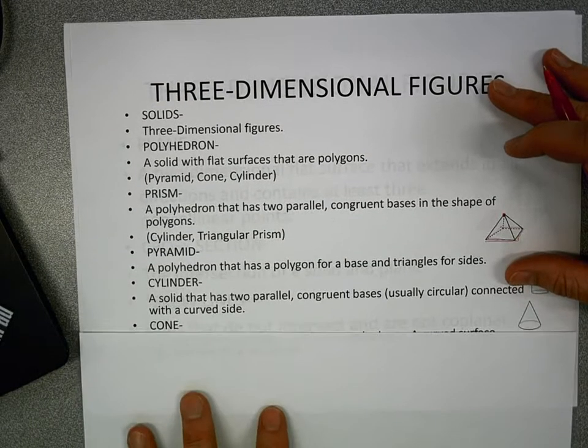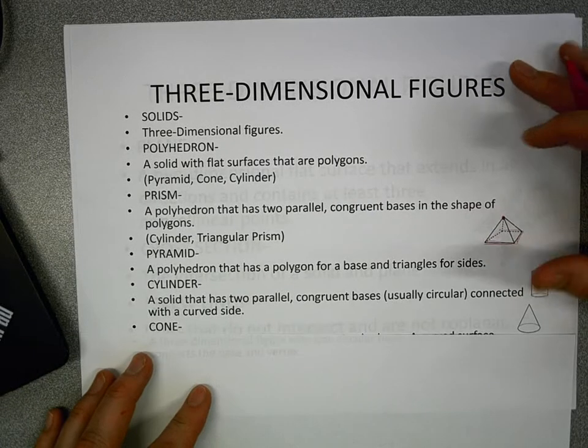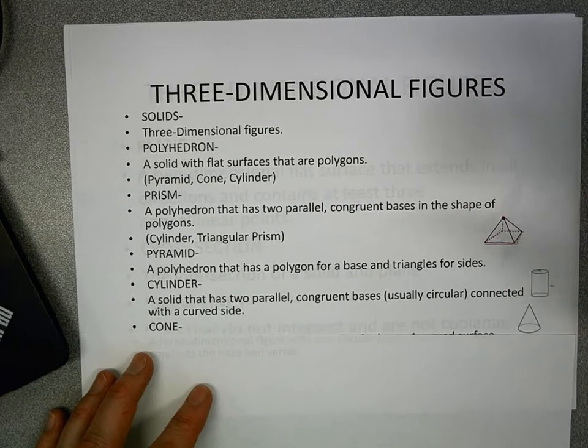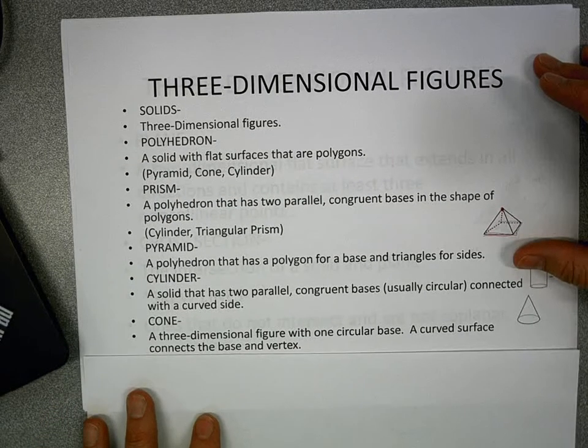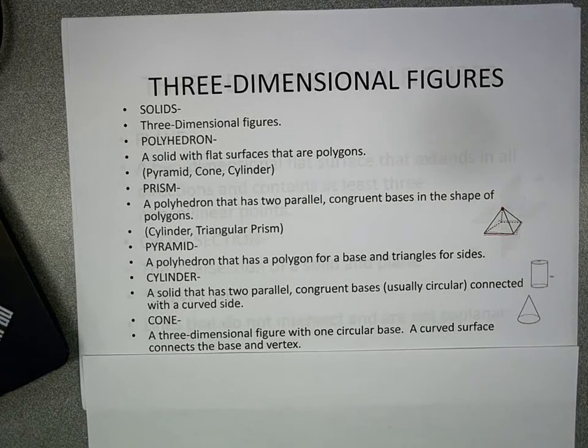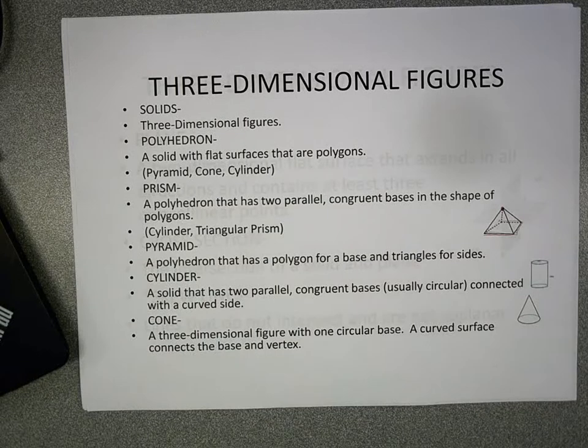Okay, and then a cone, everyone. Sometimes people forget, they think a pyramid and a cone are pretty much the same, but they're not. A cone is a three-dimensional figure with one circular base. Remember, the pyramid had a polygon for a base. A cone has a circle for a base. And this is a curved surface that connects the base and the vertex. So you have a bottom base that's a circle, and the top is still a vertex, kind of like a pyramid, how the top's a vertex in a pyramid. All right.